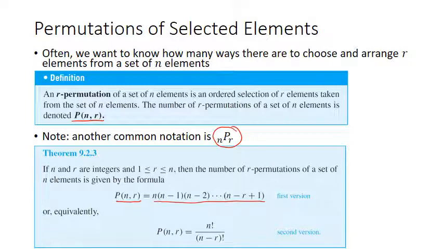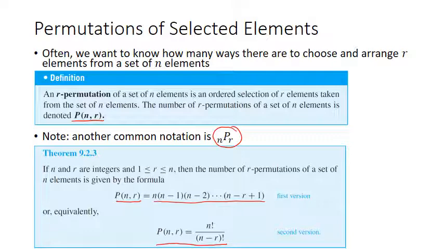It actually stops, and in particular, it stops after exactly r factors. And we'll talk about why that is on the next slide. And then the other equivalent formula that will give you the exact same answer is this one right here. So you have n factorial on the top, and then you have (n minus r) factorial on the bottom.